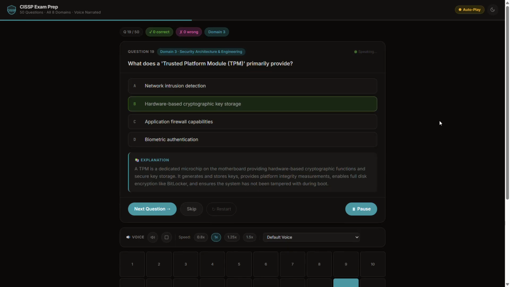Correct answer: B. A TPM is a dedicated microchip on the motherboard providing hardware-based cryptographic functions and secure key storage. It generates and stores keys, provides platform integrity measurements, enables full disk encryption like BitLocker, and ensures the system has not been tampered with during boot.